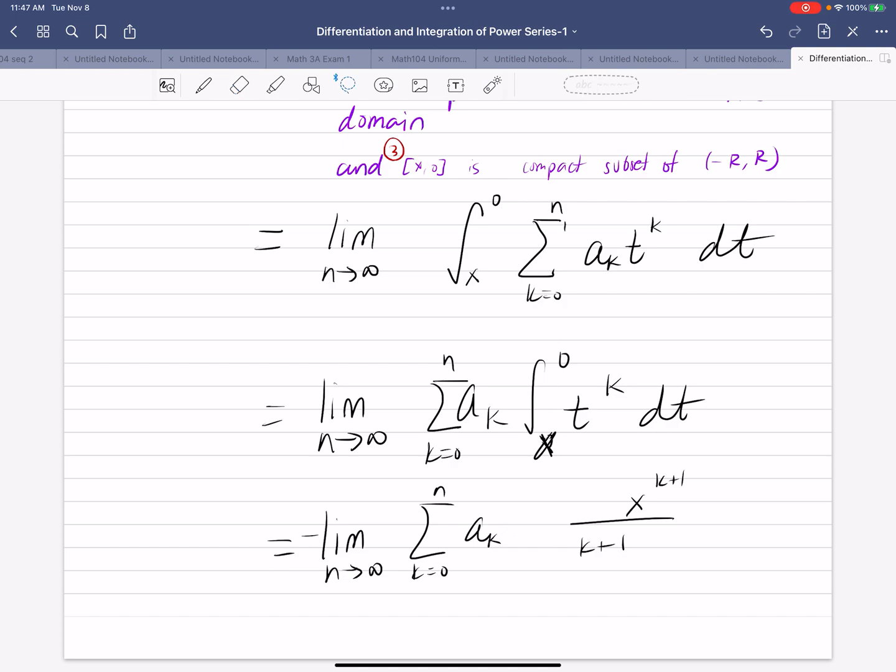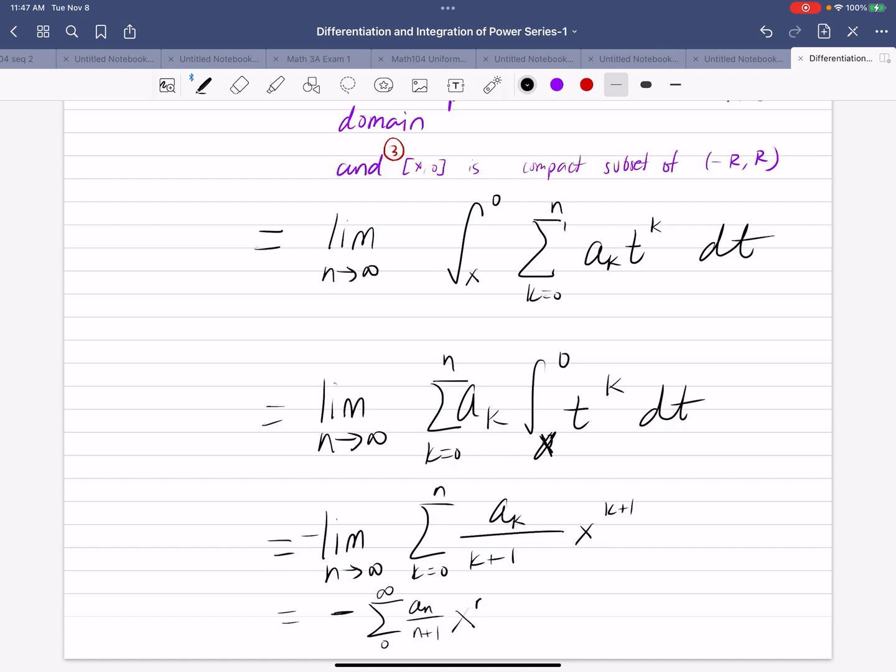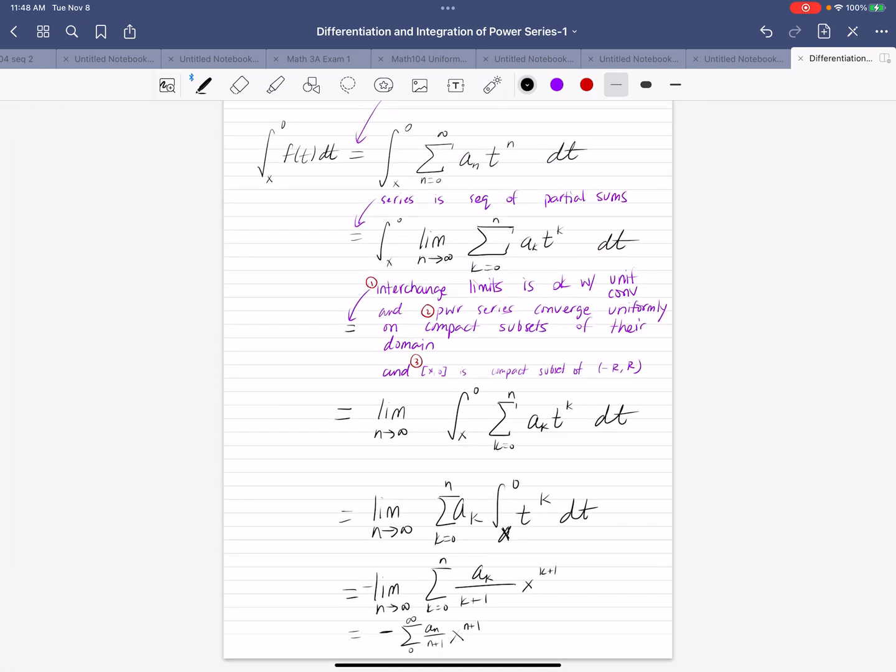Ta-da! I have that series, that power series that we started with from before. Because as n goes to infinity, the limit of these partial sums is just going to be equal to minus the sum from 0 to infinity of a sub n plus 1, x to the n plus 1, right?